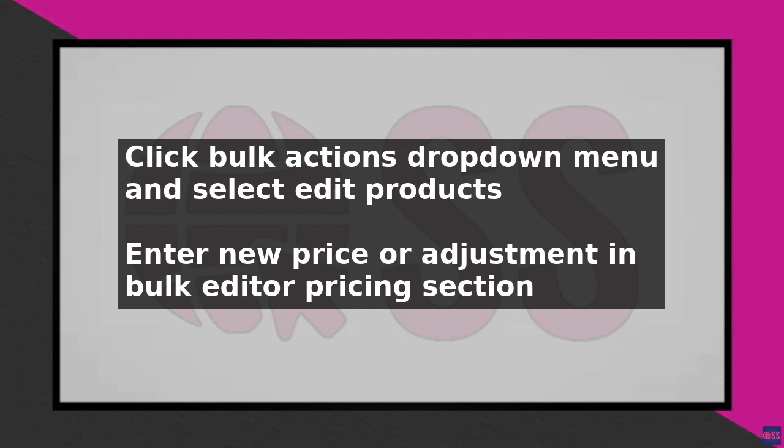This will take you to the Bulk Editor page where you can edit various product details including prices. In the Bulk Editor, scroll down to the Pricing section and enter the new price or the price adjustment you want to make. You can choose to increase or decrease the price by a fixed amount or by a percentage. For example, if you want to increase all prices by 10%, enter 10 in the percentage field and select Increase.